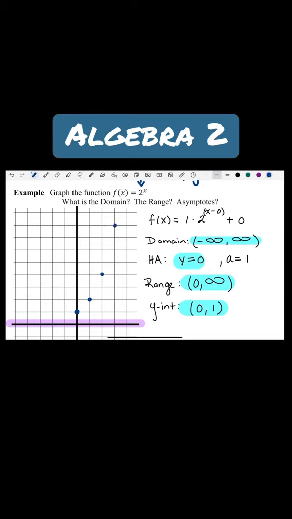There we go. All right, that gives me a lot of points to the right. What about to the left? Let's do negative 1. What would be 2 to the negative first? 1/2. Okay, so now let's connect those. Nice smooth curve, and it's approaching that horizontal asymptote. Perfect.